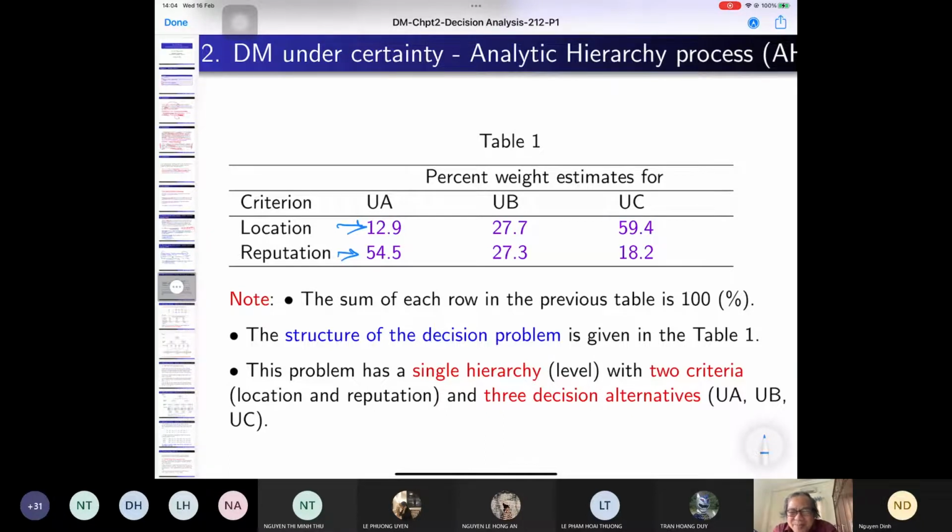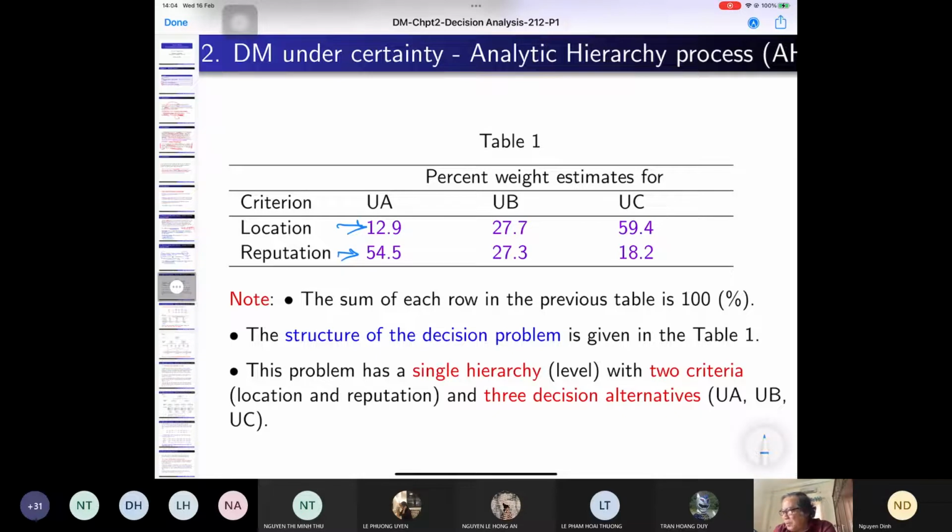Is that okay? Very far, like IU in Thủ Đức. You stay in your home in Ho Chi Minh City, but the university is very far. Another one, UB: location is okay, 27.7, but the reputation is also so-so, 27.